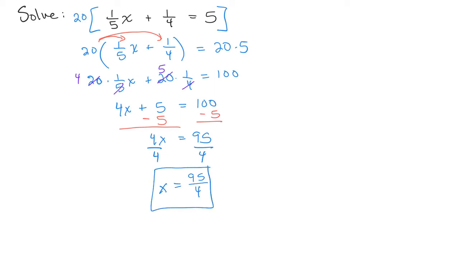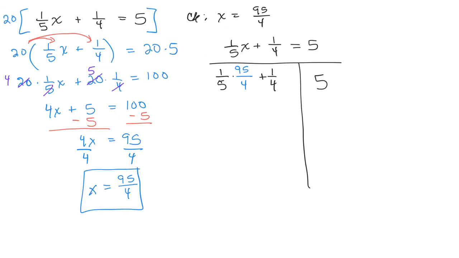Okay, the only way you know for sure this is true is to plug in 95 fourths back in for x and see what you get. So let's go ahead and do that. All right, so we want to take the original equation, 1/5 x plus 1/4 equals 5, and we want to just plug in 95 fourths in for x right here.